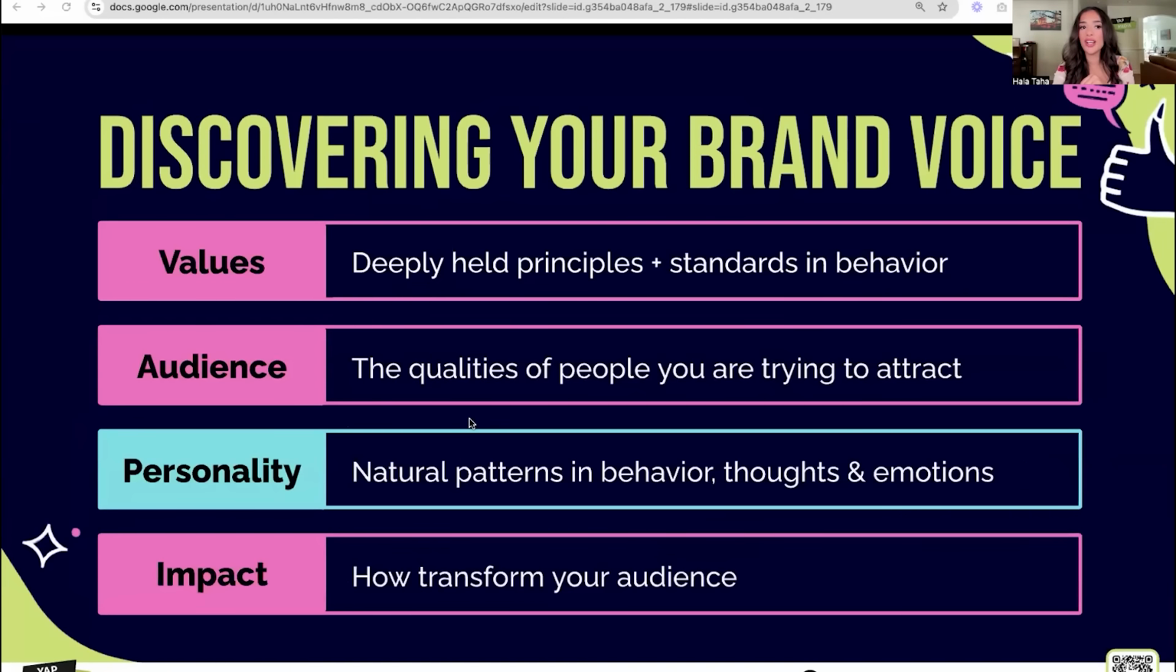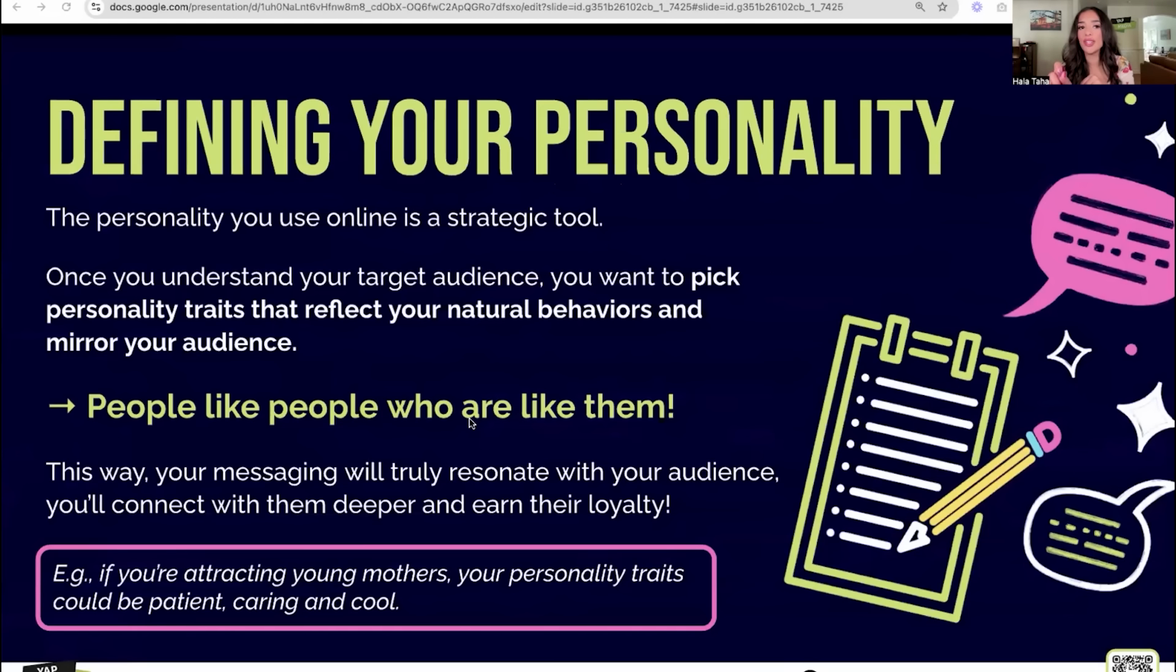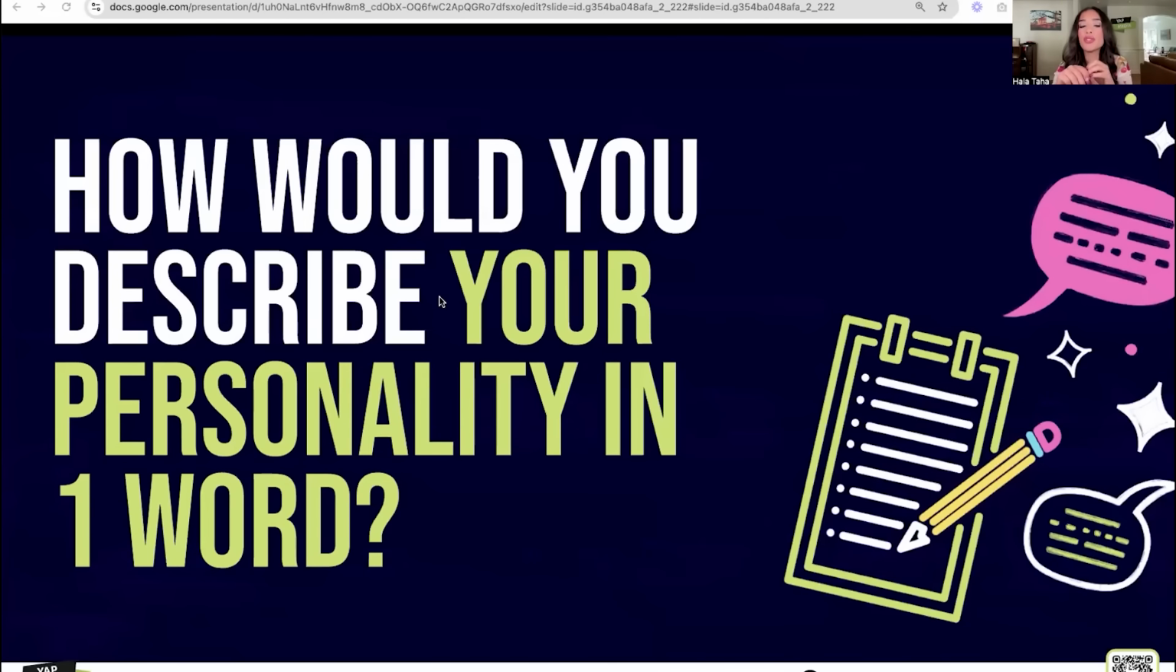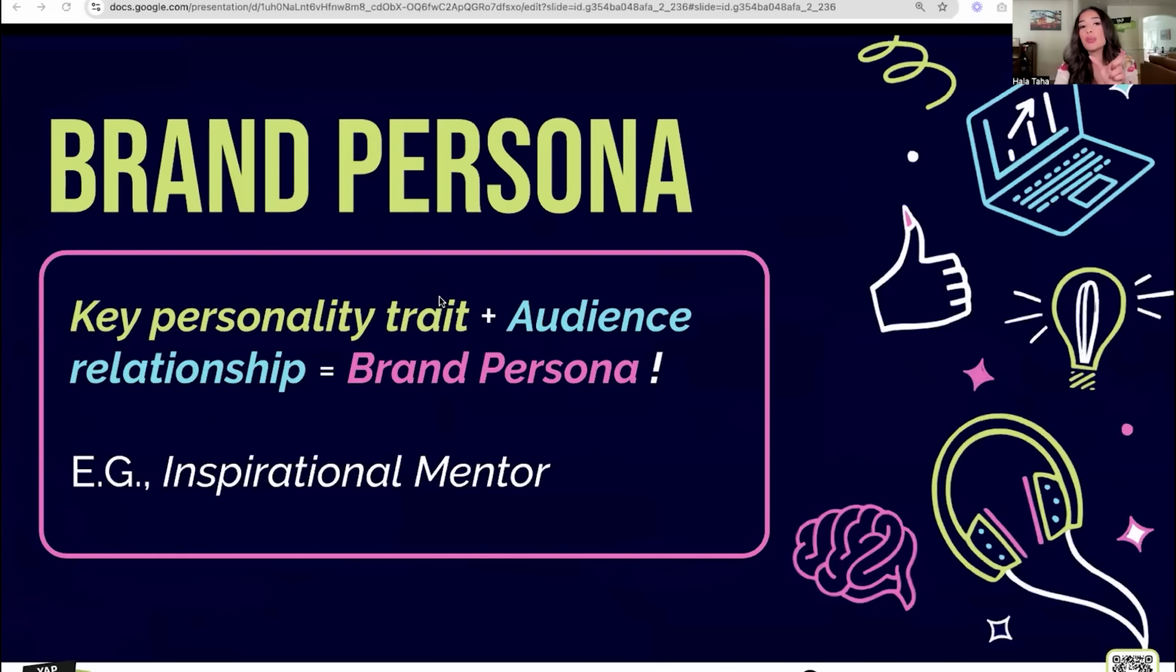Next, we're going to go through personality. Now, the key thing that I want you guys to know about personality is that it is about your audience. You need to mirror your audience's personality. So if you want to attract cool moms, you got to act like a cool mom. You need to be your audience. People like people who are like them. So you actually want to mirror your audience with your personality. That's your job. So how would you describe your personality in one word? Your brand persona is actually your key personality trait plus your audience relationship. Okay. So for me, that's an inspirational mentor. So if you guys remember what your audience relationship was and your key personality trait, type that in the chat. Now you have your brand persona.